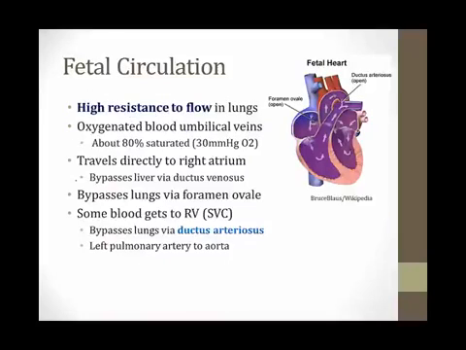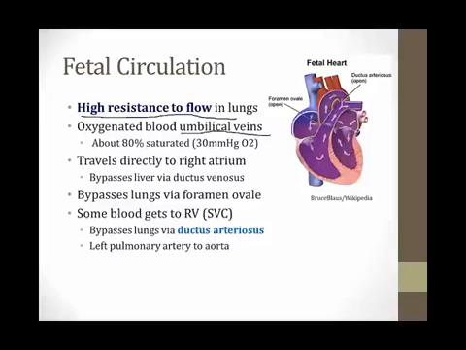I'll finish this video by talking about the fetal circulation and how that circulation changes at the time of birth. The key to understanding the fetal circulation is to remember that physiologically there is very high resistance to flow in the lungs. The lungs are filled with amniotic fluid, and it's very difficult for blood to flow through them in the womb. This is okay for the baby, however, because oxygen is coming from the mother by way of the placenta. The umbilical veins contain oxygenated blood.